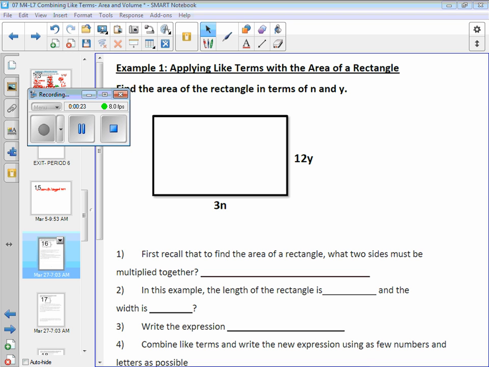Now, we changed this a little bit, and I'm going to show you why. I want you to make this side 12y and make this 3n. And the reason why, and it's already been changed for next year, is that it becomes more believable as 12y being the longer side. Okay?